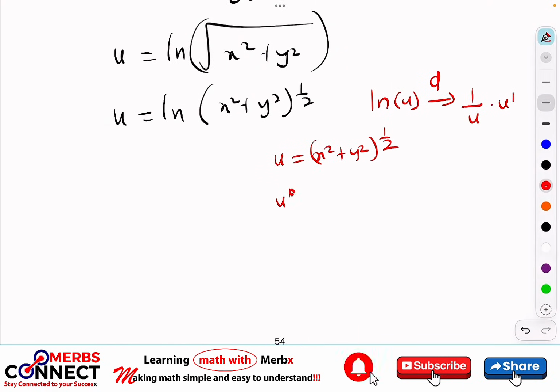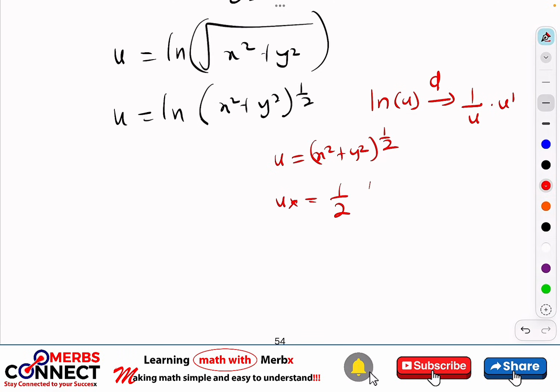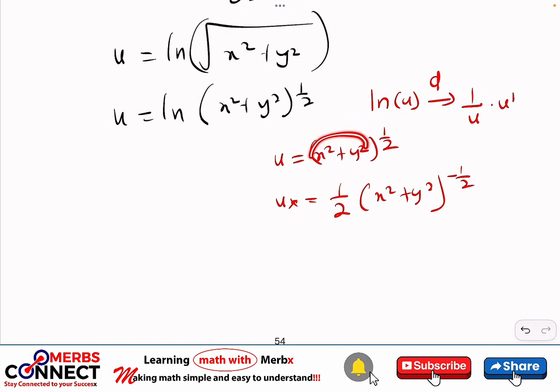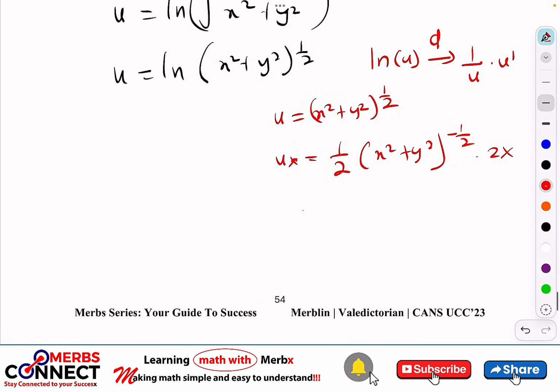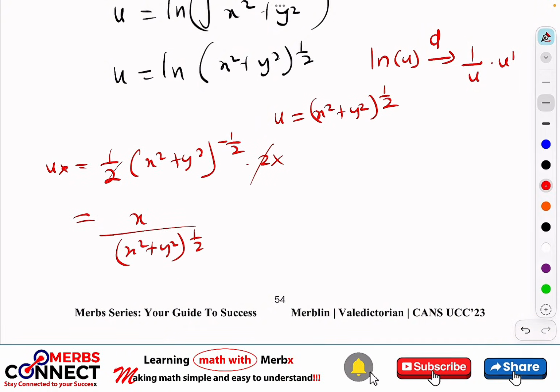So we need u_x for the x. So this is going to be the power rule. Let's use the power rule on this. 1 over 2 drops down, and I have x squared plus y squared, then minus 1 over 2 because I'm going to subtract 1, times I differentiate what's inside with respect to x, and I have 2x. So 2 cancels 2, and I'm going to have x divided by x squared plus y squared all to the power 1 over 2. Great. Let me put this guy here. Now we will need u_y.